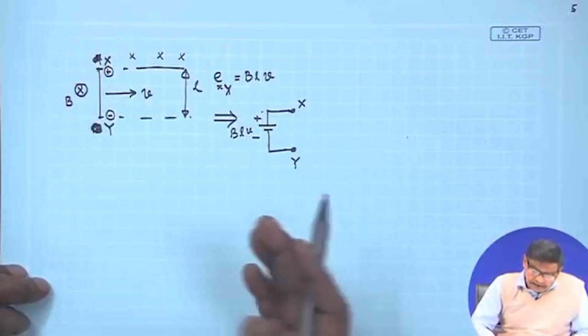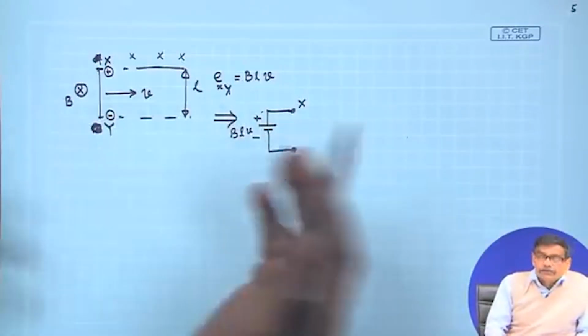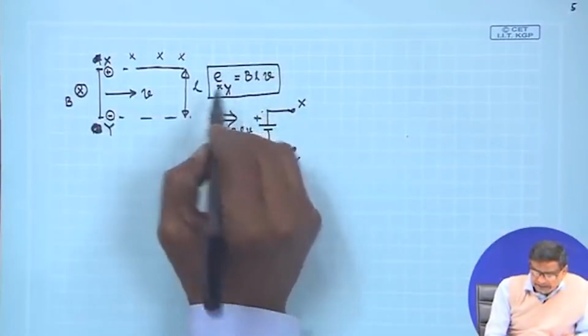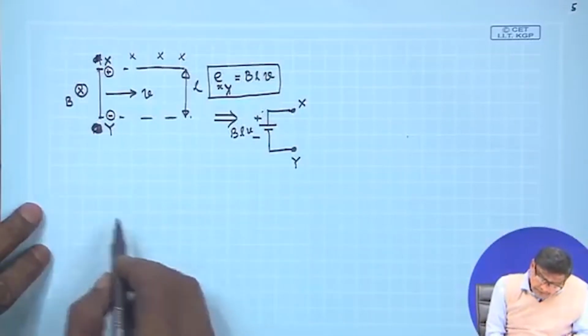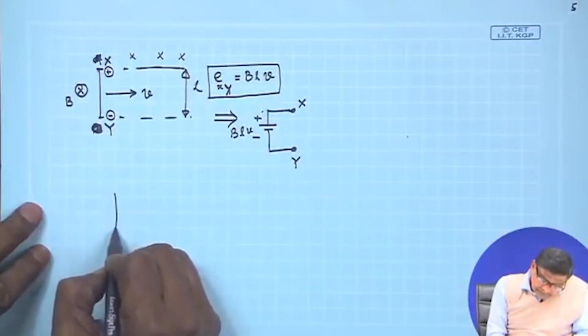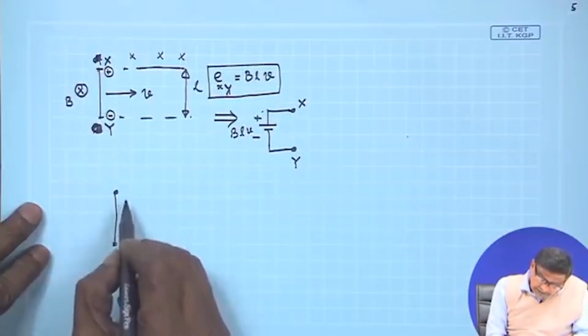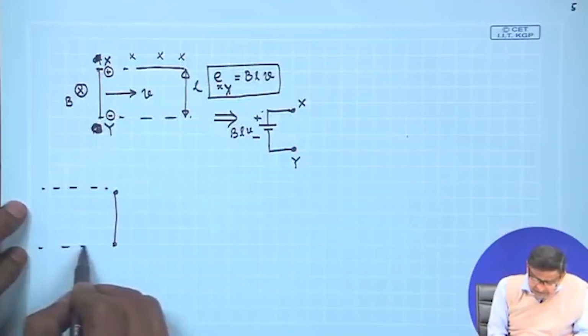V cross B, they say. Anyway, let us not make things complicated, this you must understand. Similarly, if you have this same conductor of length L meter, all units are SI unit, this length is L.